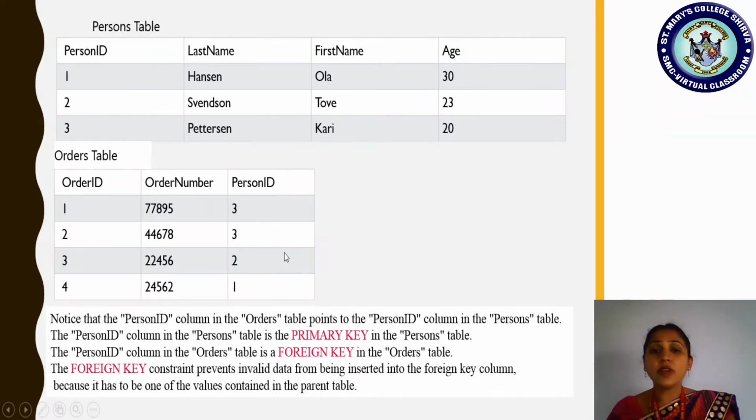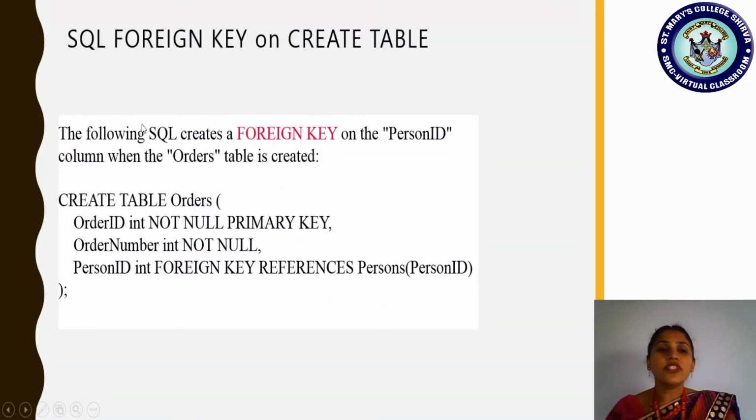So let us now check out how to define a foreign key. Just check out here. The following SQL creates a foreign key on the person ID column when the order table is created. So create table orders. What is the table name? Orders. And as I just told you, the order table has to include order ID, it has to include order number, then it is going to include a foreign key, that is person ID, which is the primary key of the person table. So how will we define the information?